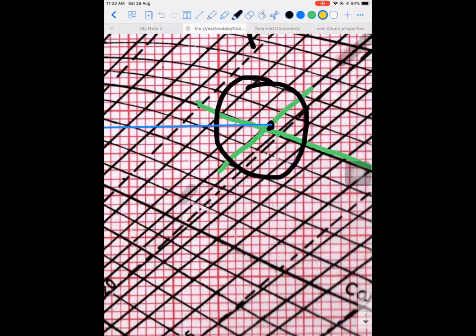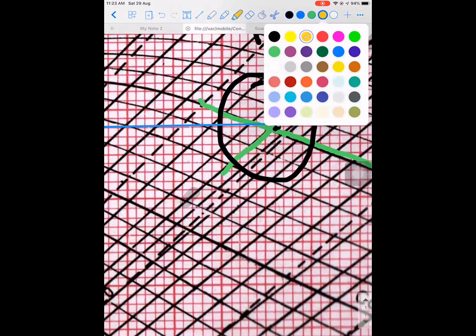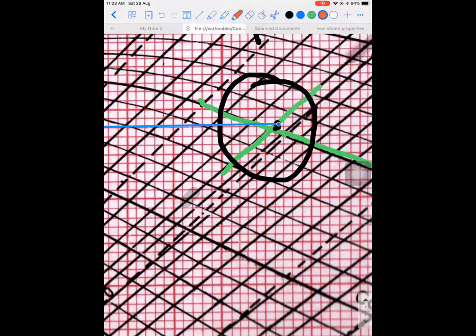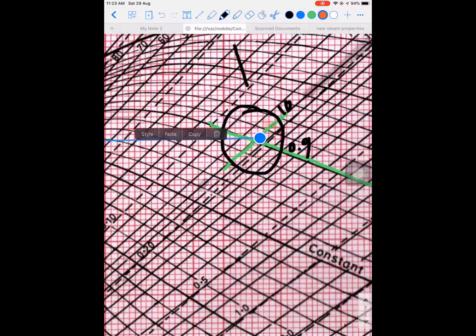This is the 10 bar line. This is equal to the 10 bar line. This is the 10 bar line, and this is the 0.9 Dryness fraction. Their intersection is the point. Their intersection is going to be our point.